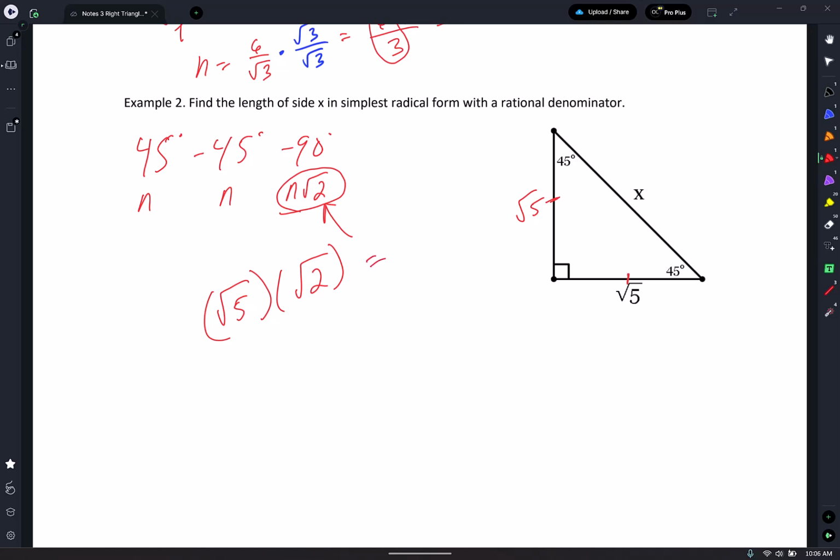Square root of 5 times square root of 2, they're both inside the radical, so the laws of exponents apply. You still have that square root. What's 5 times 2? So you put the 10 inside the radical. So this is radical 10, or square root of 10, whatever you feel most comfortable saying.